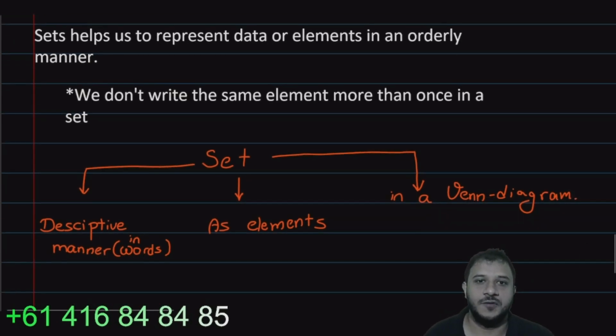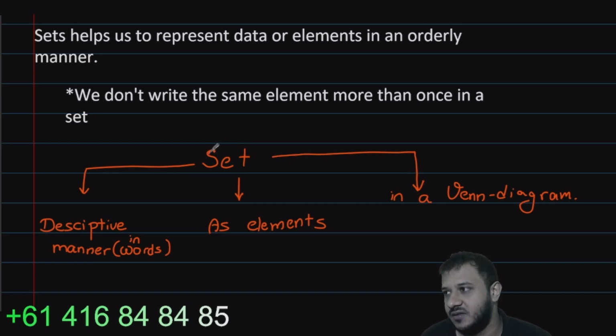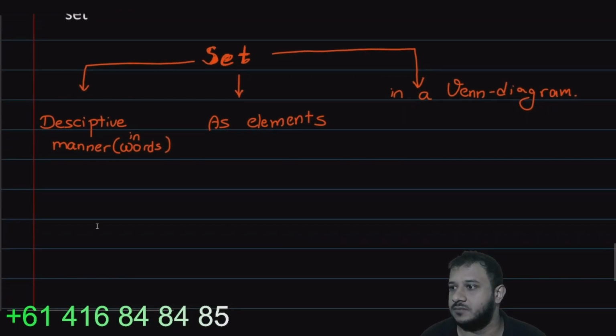We can represent sets in these three different ways. I will teach you about all these three different ways. It's very easy to remember. Sets can be represented in three different ways like this.